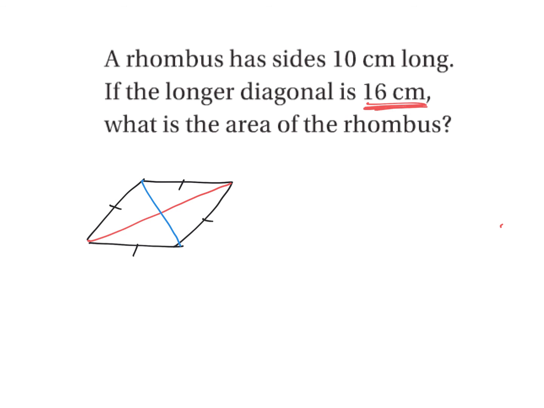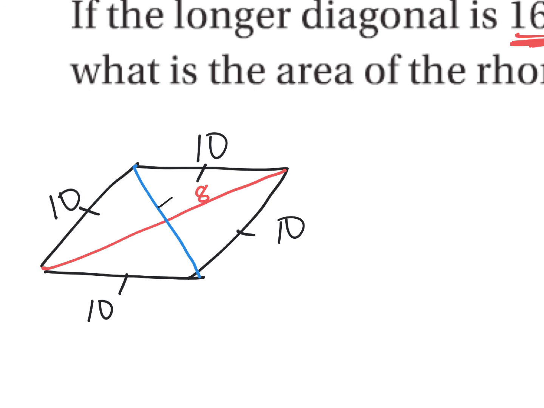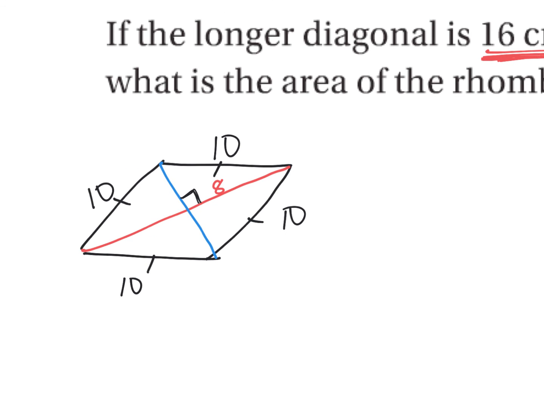Okay, and then the sides of the rhombus, the outside sides, are 10. So this is 10, this is 10, all of these are 10. If that whole red diagonal is 16, then half of it would be 8, because it's cut into 2 equal pieces. Another thing you might remember about rhombuses is their diagonals are perpendicular, so they make right angles.